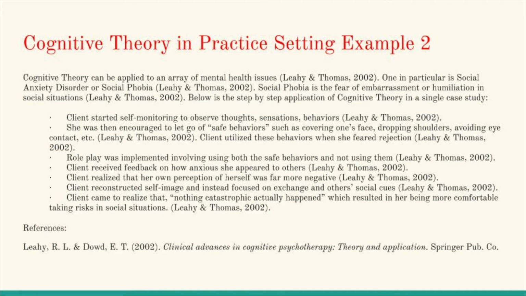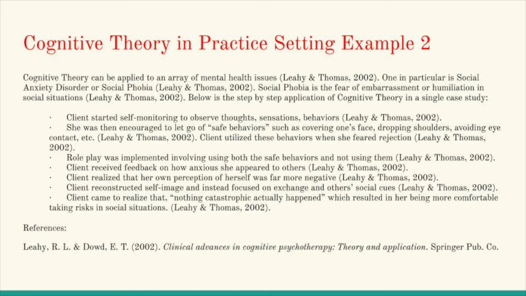So, practice setting 2. Cognitive theory can be applied to an array of mental health issues. One in particular is social anxiety disorder or social phobia. Social phobia is the fear of embarrassment or humiliation in social situations. Below is a step-by-step application of cognitive theory in a single case study. Client started self-monitoring to observe thoughts, sensations, or behaviors. She was then encouraged to let go of safe behaviors, such as covering one's face, dropping shoulders, avoiding eye contact.